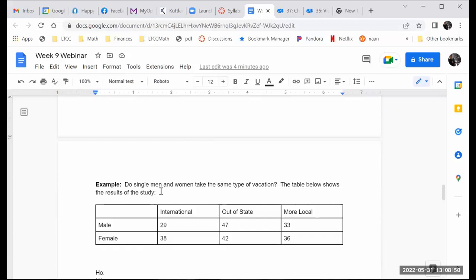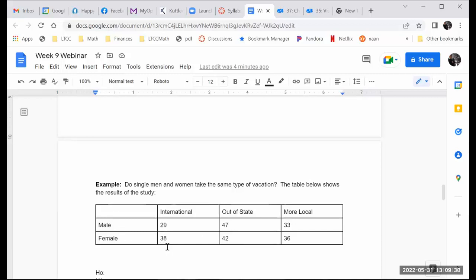Do single men and women take the same type of vacation? What do you think? No. Okay, we'll find out. The table below shows the results of a study. We have male and female, and the types of vacation I'm going to call international, out of state, and more local. I totally made up these numbers, but you can imagine a study being done. You could do a survey and ask a bunch of men and a bunch of women what type of vacation they took last: international, out of state, or more local. Is that clear?